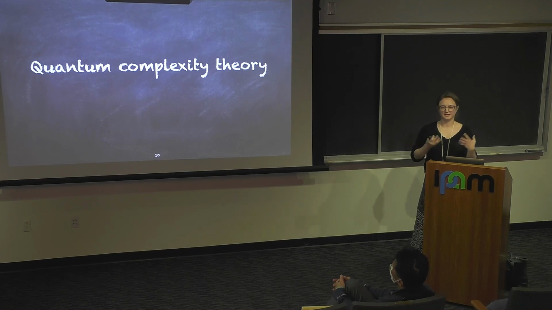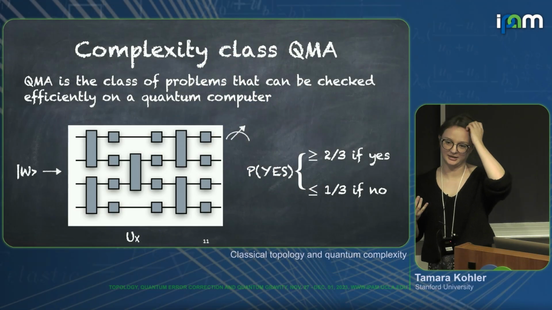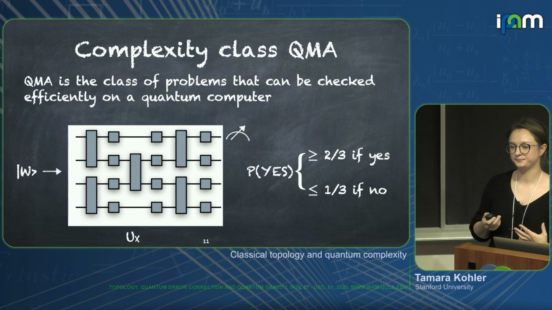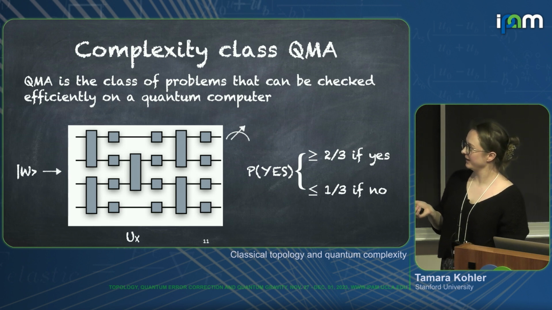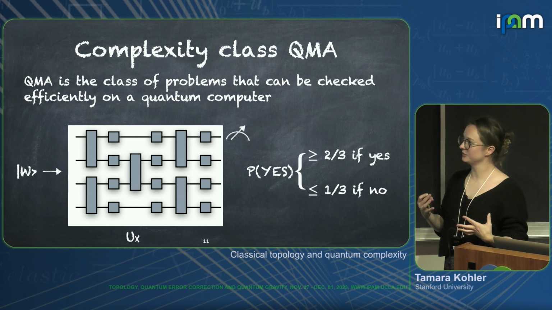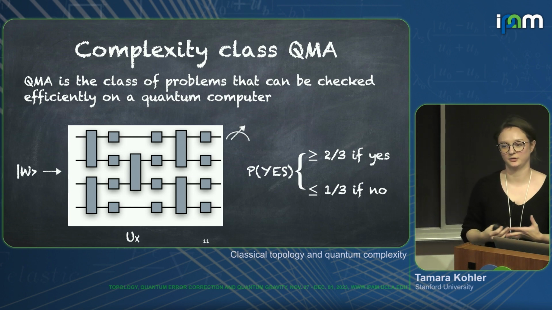In complexity theory, the goal is to understand what kind of resources you need to solve particular computational problems. And the type of computational class we're going to be looking at today is the class known as QMA and QMA1. Now, the complexity class QMA is a class of problems where potential solutions can be checked efficiently on a quantum computer.